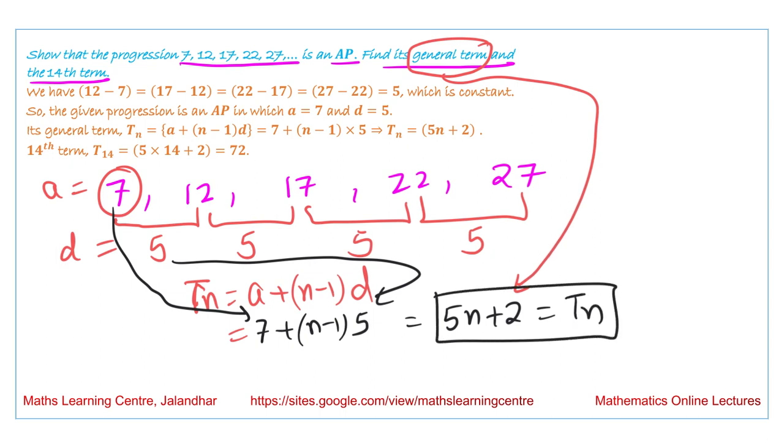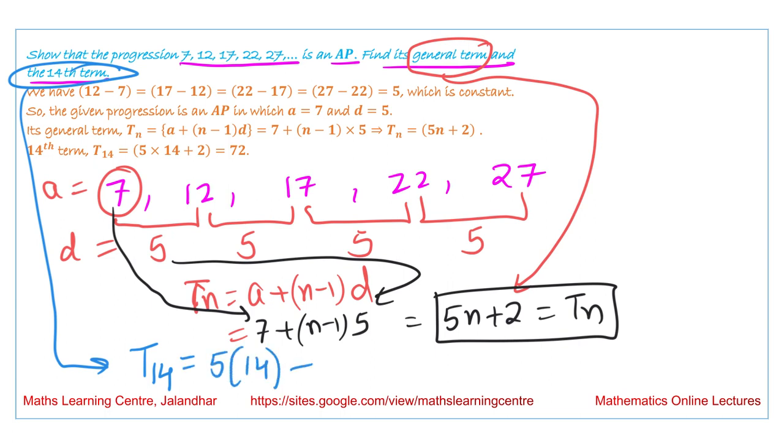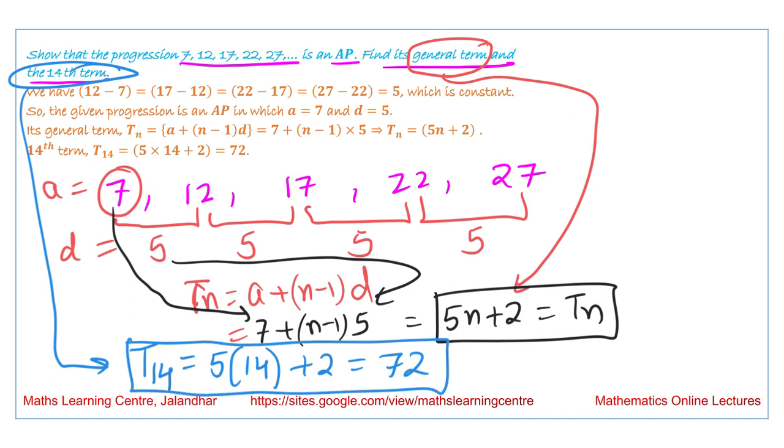Next thing we have to do is find the 14th term. So the 14th term means we are talking about T14. So it is 5 into 14 plus 2, which is equal to 72. So this is the general term, and 72 is the 14th term corresponding to this AP.